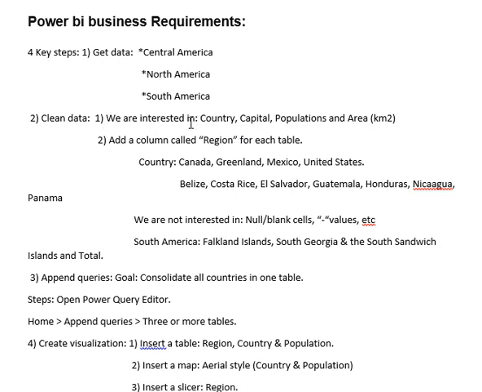They are expecting only country, capital, population and area. And the second point is add a column called region for a table. In that we need to add region to all the tables.